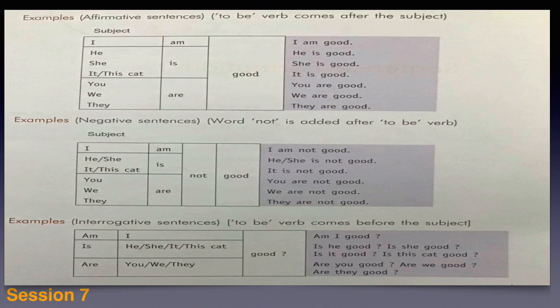In interrogative sentences, as I said before, the verb comes first in place of the subject, followed by the subject. The sentence starts with the verb and then the subject, the to be verb. Here in this case, it's the to be verb: am, is, are come first and then are followed by the subject. And at the last, we will put a question mark in interrogative sentences.